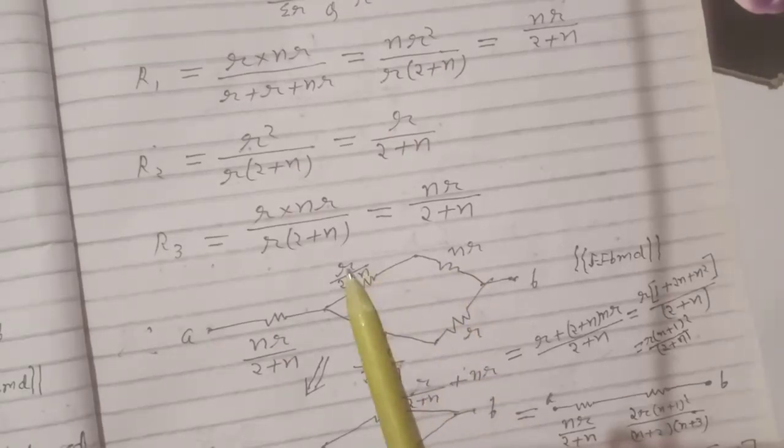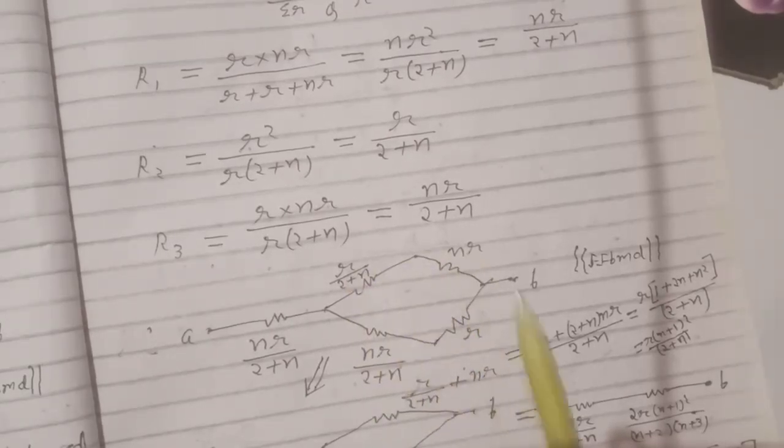So this plus this will give the equivalent. Here R by 2 plus N plus NR, this is the equivalent resistance of these two, and again this plus this, NR by 2 plus N plus R, this is the equivalent of this, and this has been replaced like that. So this whole circuit has transformed into this circuit.